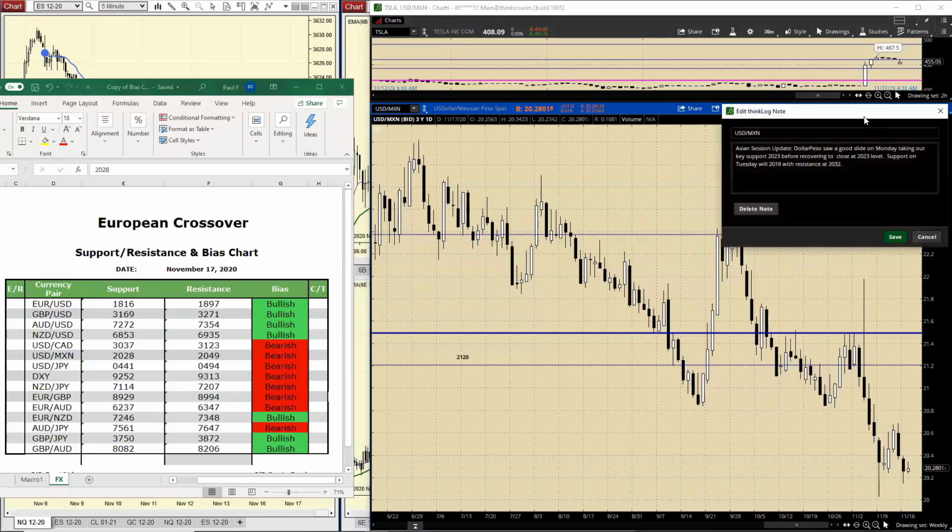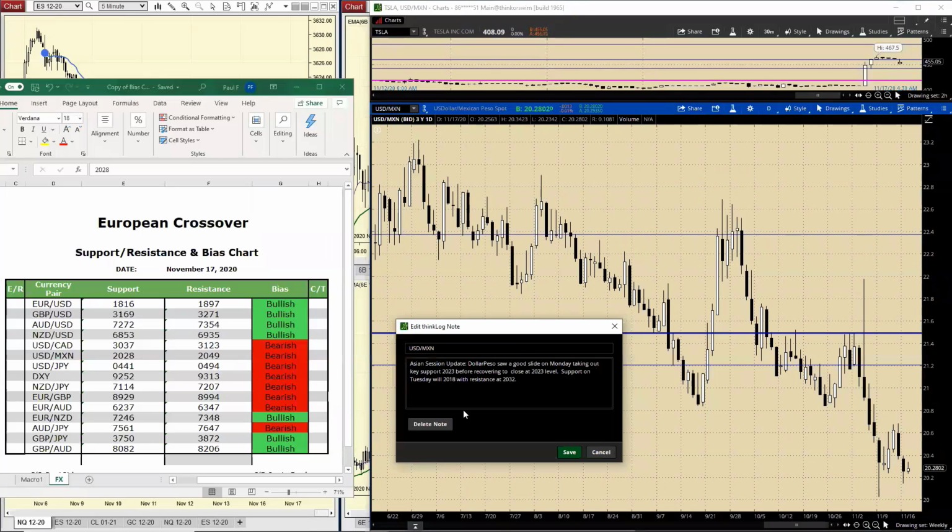This thing's terrible. Almost as bad as the cash dollar index. Dollar peso saw a good slide on Monday, taking out key support area of 2023 before recovering to close at the 2023 level. We took it, closed right there. Support on Tuesday would be 2018 with resistance at 2032.